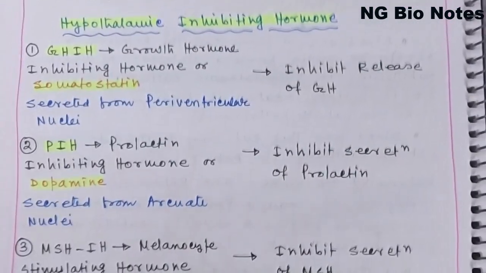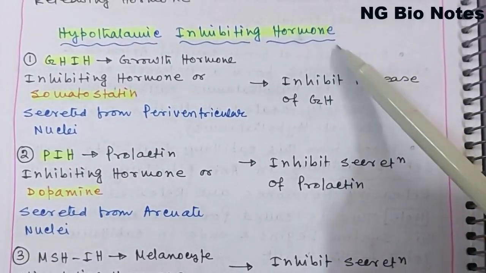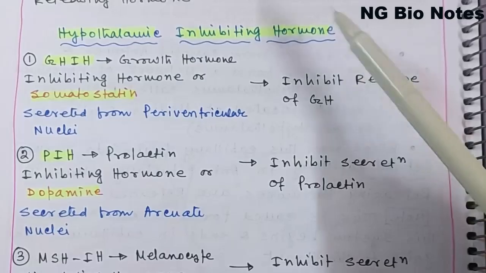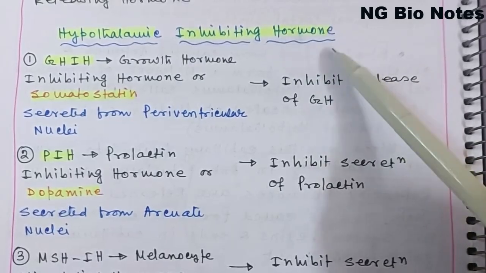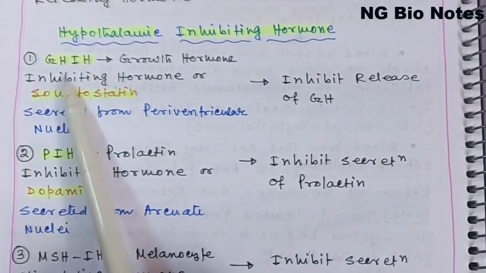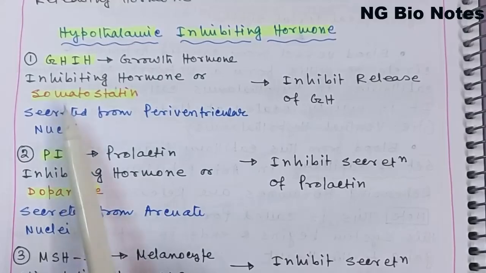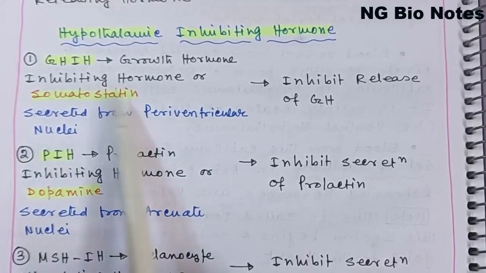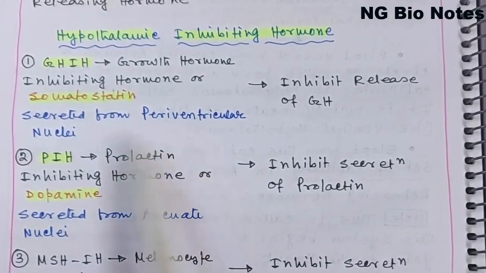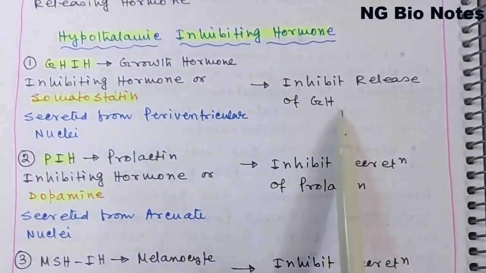Now, hypothalamic inhibiting hormones. Not only does the hypothalamus secrete many releasing hormones, it also secretes many inhibiting hormones, which inhibit release of different hormones from the pituitary gland. The first one is growth hormone inhibiting hormone, also known as somatostatin, which is secreted from the periventricular nuclei of the hypothalamus and inhibits release of growth hormone.